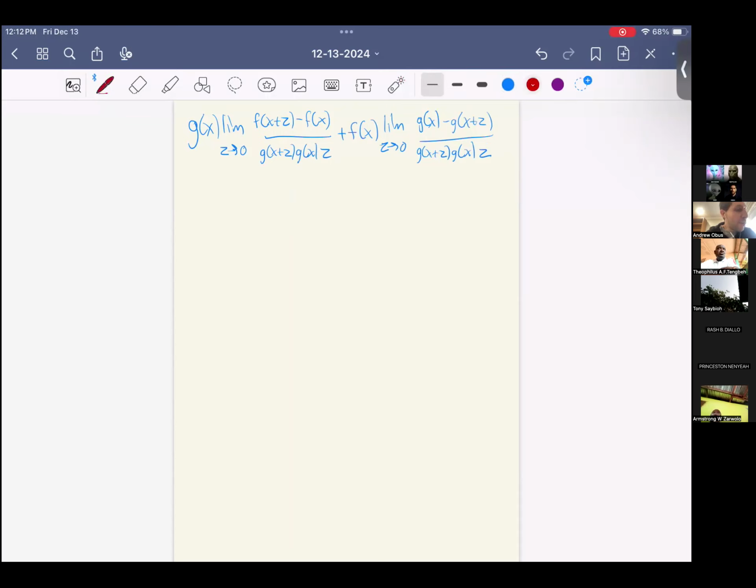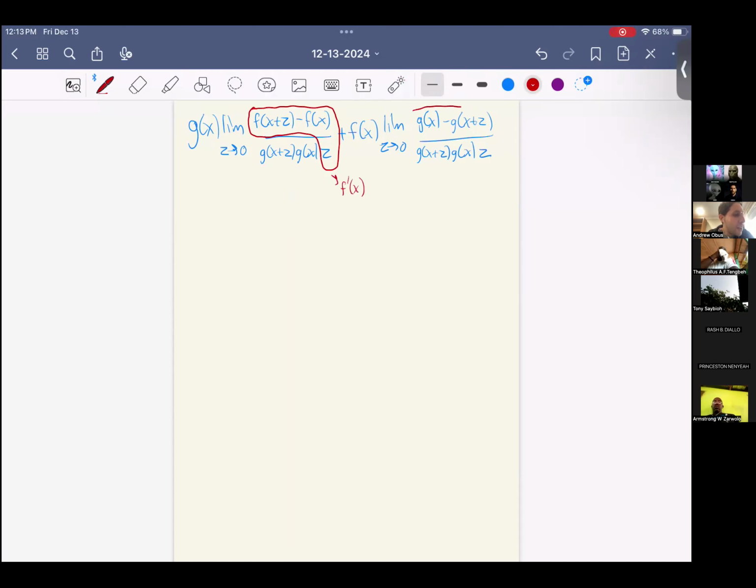And so now here's where we have to see, well, this thing over here, f of x plus z minus f of x over z, the limit as z goes to zero of that, this is just the definition of the derivative of f at x, right? So this thing is just going to give me f prime of x.